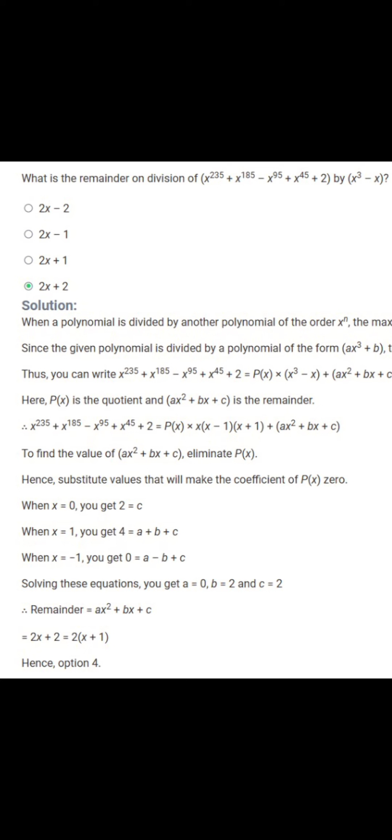So the remainder, which we had said earlier was ax square plus bx plus c, will be 2x plus 2, because a equal to 0. So the remainder will be 2 into x plus 1. We are not getting an x square in the remainder because the coefficient of x square, which is a, equals 0. That's why we don't have x square, we just have 2x plus 2.